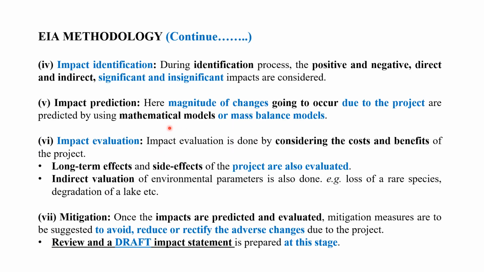The next step is impact identification. During the identification process, we consider whether the development project is going to have positive or negative, direct or indirect, significant or insignificant impacts. That should also be considered during the EIA. Then impact prediction: the magnitude of change that is going to occur due to the project is predicted by mathematical models.